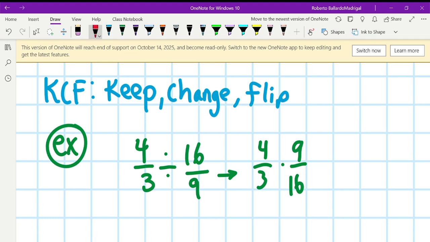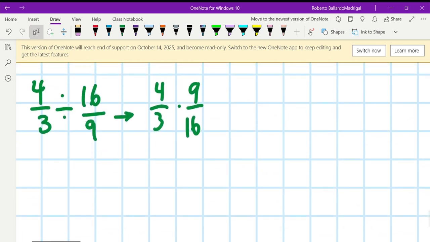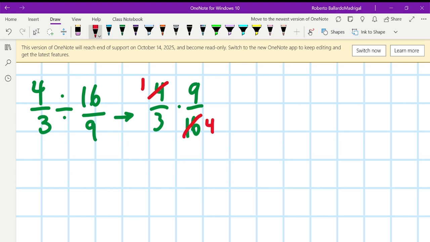Before we multiply straight across, we are going to have to simplify the fractions. So let's look at numerator and denominator. I see a 4 here and I see a 16 here. What is the common factor between 4 and 16? 4. 4 goes into 4 once. 4 goes into 16 4 times. What about the 9 and the 3? 3 goes into 3 once. 3 goes into 9 3 times. And I get a final solution of 3 over 4.